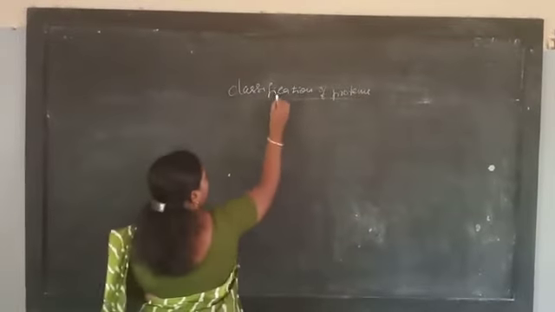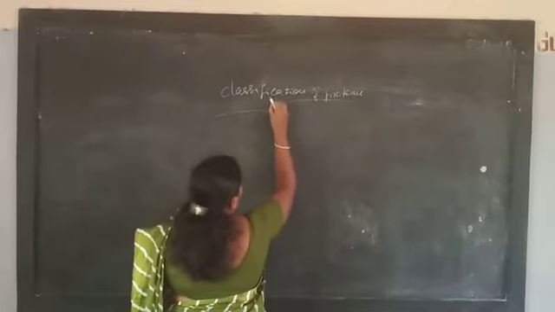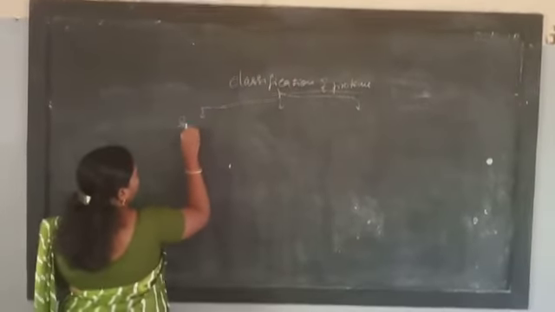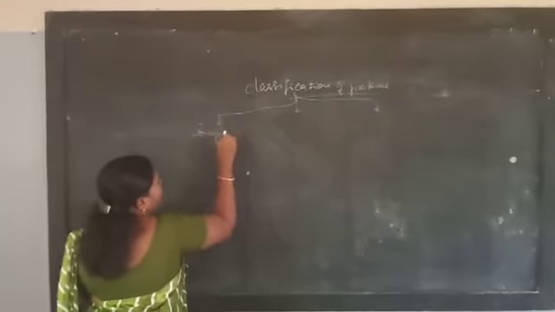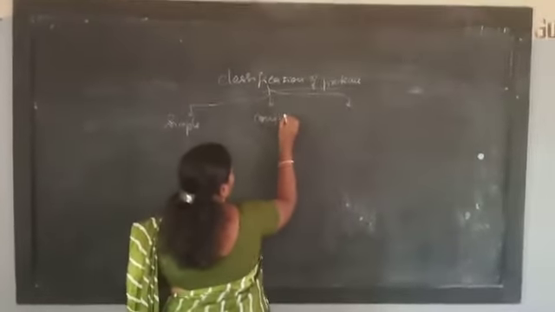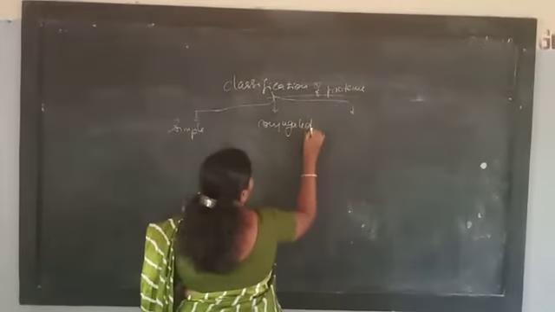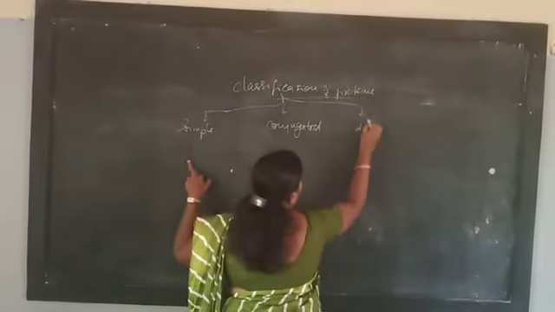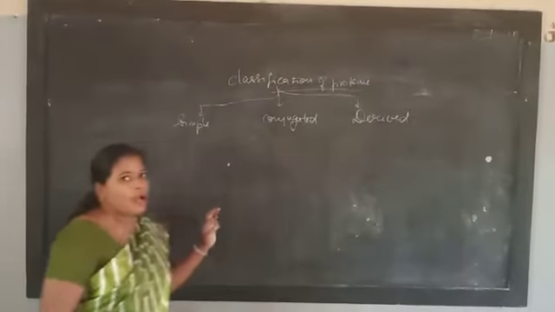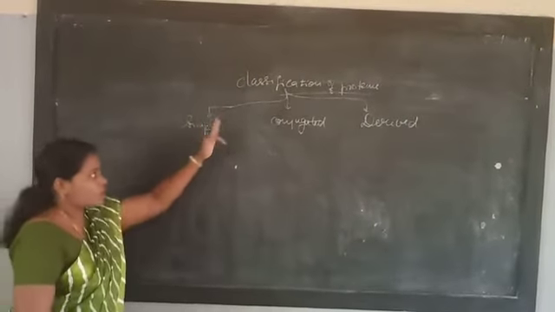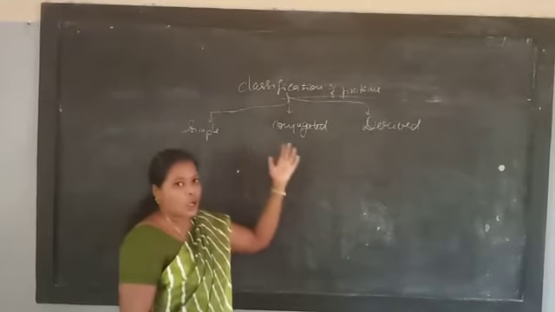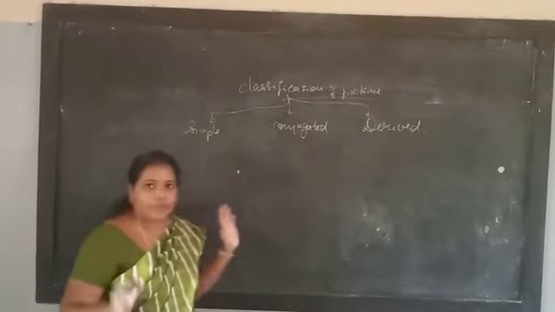It is classified into three: simple protein, conjugated protein, and derived protein. So it is divided into three: simple protein, conjugated protein and derived protein.